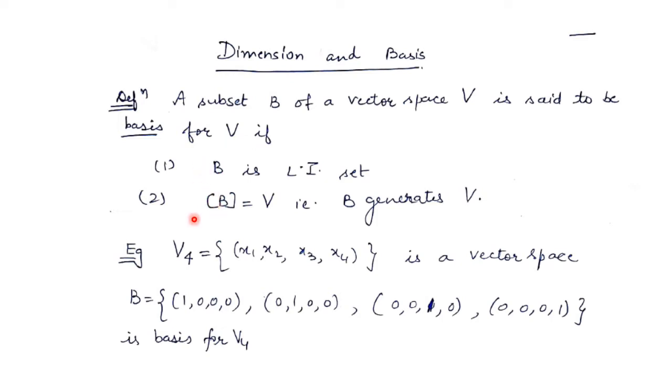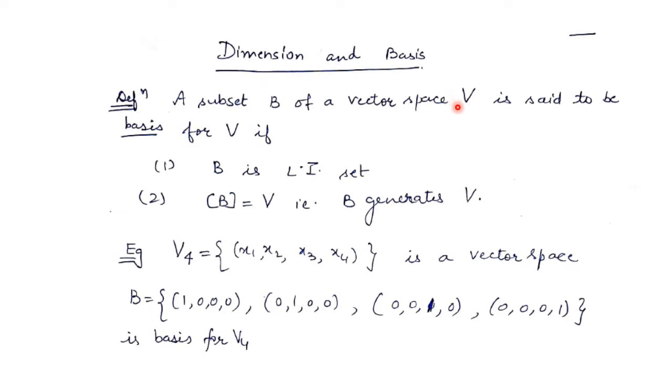Now what are these two conditions? The first condition is B is a linearly independent set, and the second condition is B generates V. B generates V means the span of B is equal to the whole set V, right? So if any subset of a vector space V satisfies these two conditions, then that subset is said to be the basis for V.